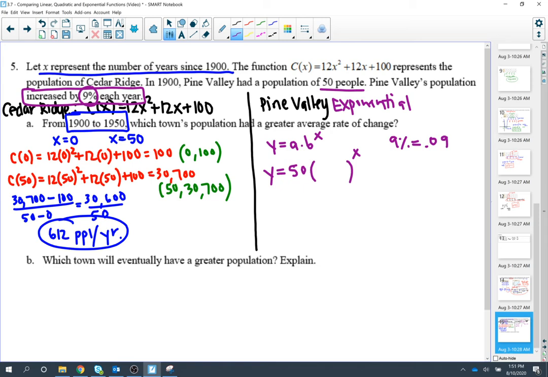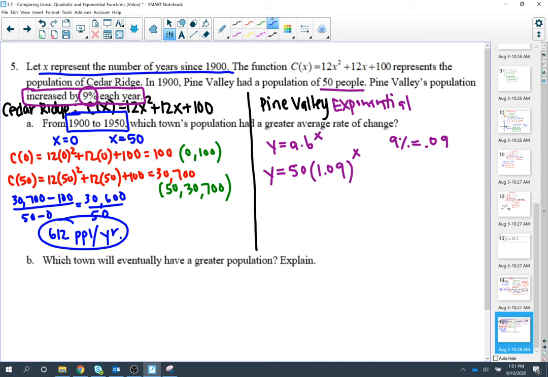So you have to add the 4.5 people back onto the 50. Well, that's too many steps. What do we actually have to put in the equation to get that increase? And the answer is 1. If you don't remember that, ask me when you come to class, ask your teacher, ask whoever you're dealing with. But in order to get an increase in a function, you have to put a 1 in front of the decimal version of your percentage. So that is the equation that's going to model Pine Valley.